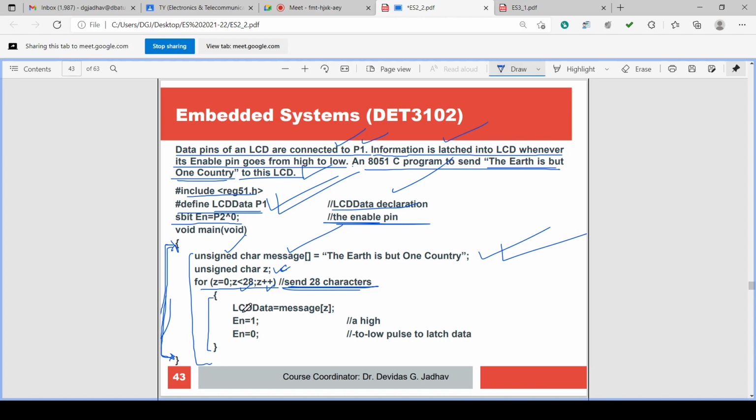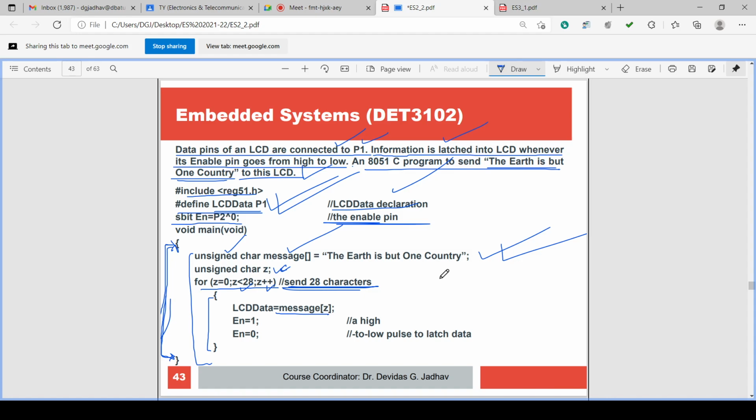So this is the for loop. When z is 0, LCD data equal to message[0]. In message square bracket, the characters, the earth is but one country is stored. So message[z] is given to LCD data. LCD data is port 1. On port 1, the first letter is sent. Okay. And then EN made 1 and EN made 0.